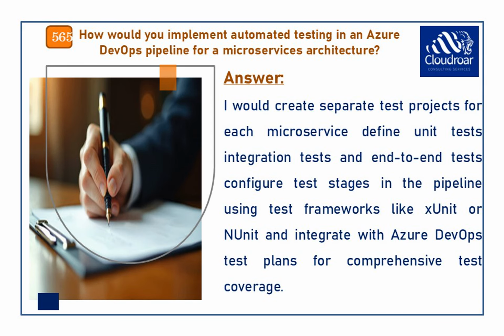Question 565. How would you implement automated testing in an Azure DevOps pipeline for a microservices architecture? I would create separate test projects for each microservice, define unit tests, integration tests, and end-to-end tests, configure test stages in the pipeline using test frameworks like XUnit or NUnit, and integrate with Azure DevOps test plans for comprehensive test coverage.